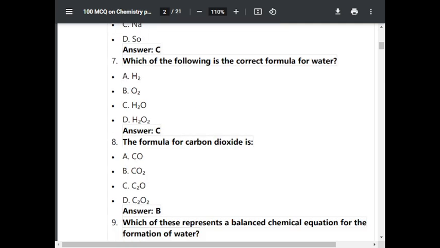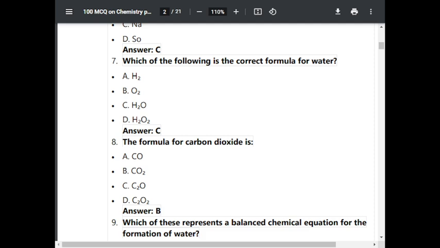Question number 7. Which of the following is the correct formula for water? Option A H2, option B O2, option C H2O, option D H2O2. The correct answer is C H2O. H2O is the correct formula for water.